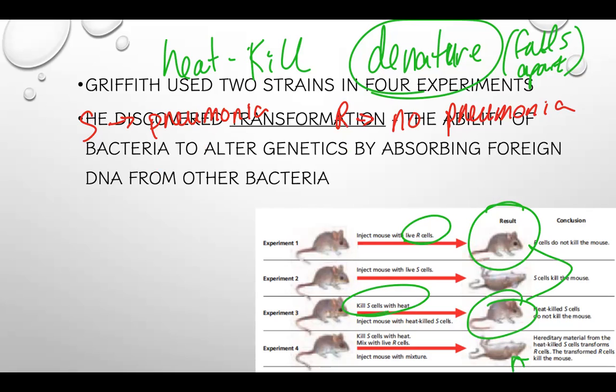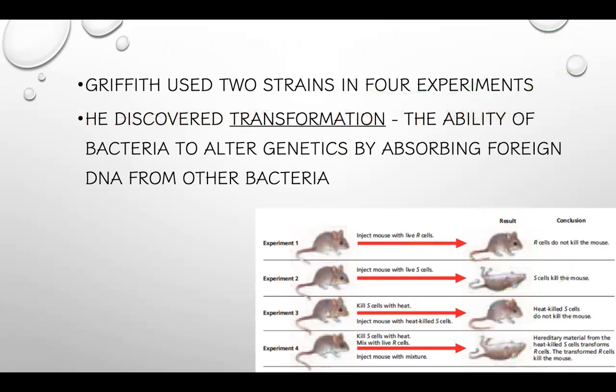So he discovered something called transformation. And now transformation only occurs in bacteria, but it is the ability of bacteria to alter their genetics by absorbing foreign DNA from another bacteria. You just think of it that basically the heat-killed S cell turned the living R cell into an S cell.